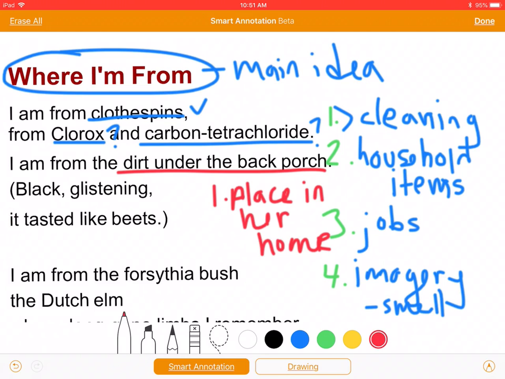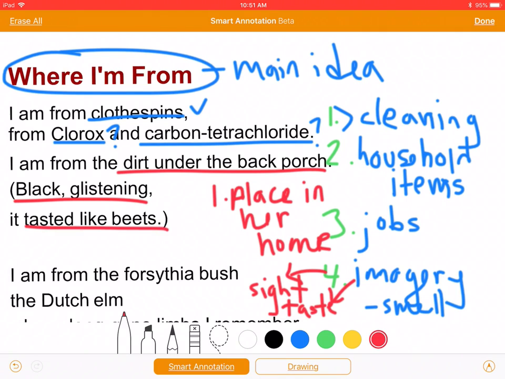And then also, as she describes it, we see, again, imagery here. I'm going to kind of draw some lines over here for imagery. But we had smell, and now we also have sight, because she's describing the dirt under her porch, and we know exactly what that dirt looks like. It's black and glistening, and we even have now taste. Okay, so it tasted like beets.